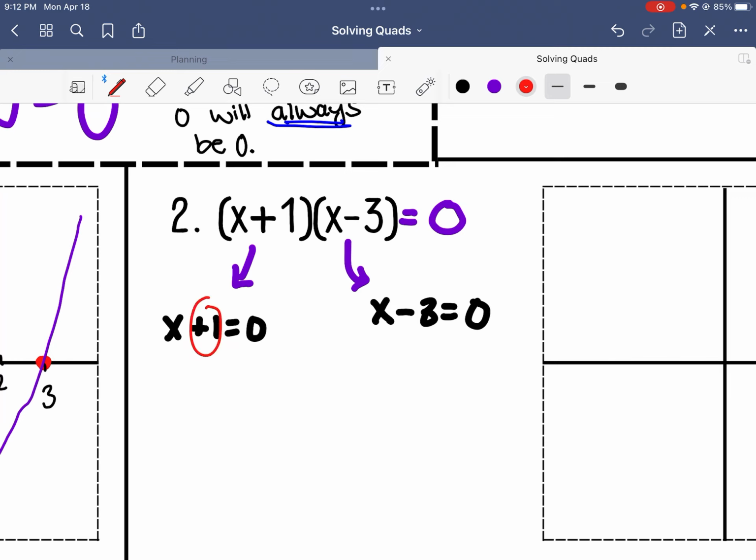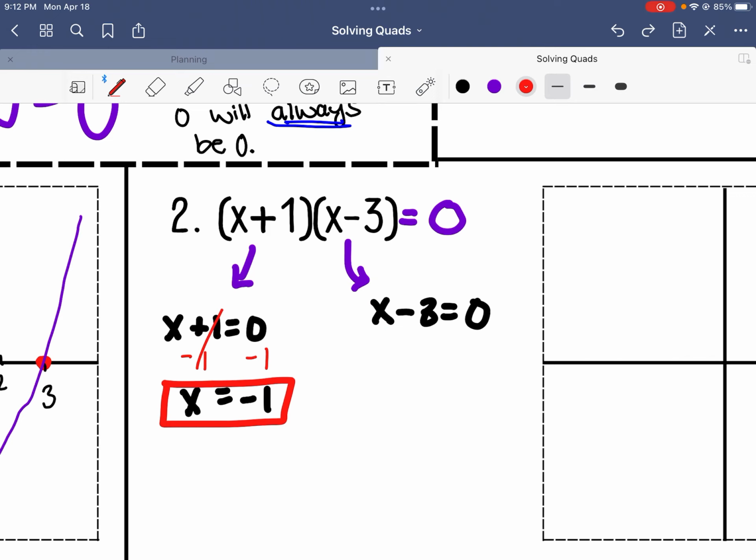I want to get x by itself, so I'm going to focus on this side. I have this plus 1. In order to get rid of it, I have to do the opposite of adding, which is subtracting. So I'm going to do minus 1, crosses out right here. What I'm left with on this side is an x. I bring down my equal sign. And now I have 0 minus 1. 0 minus 1 is a negative 1. And that is my first answer.